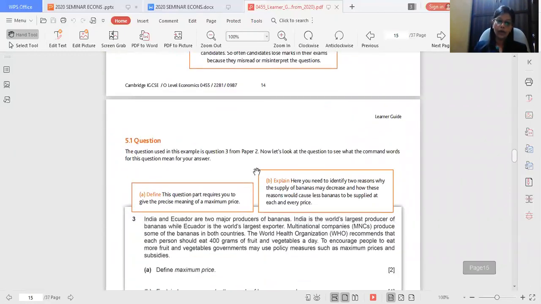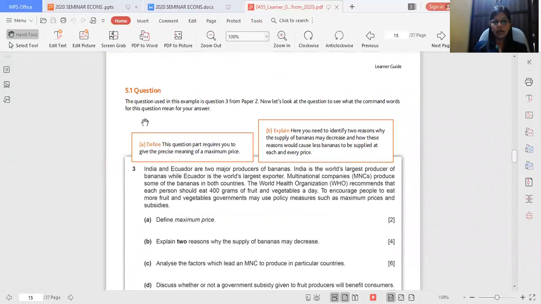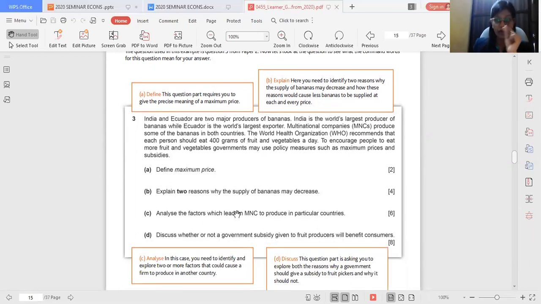Yeah, correct. So if you look into the 5.1, all right, the question used in this example is question 3 from paper 2. Now let's look at the question to see what the common words for this question mean for your answer. Define. This question part requires you to give the precise meaning of the maximum price. You need to define maximum price. Just define by giving one example will do. Explain 2 reasons why the supply of bananas may decrease. Right? Explain here, you need to identify 2 reasons why the supply of bananas may decrease and how these reasons will cause less bananas to be supplied at every price. You see, right? You need to go ahead, you try to read the question and you try to tackle. I'm just trying to identify for you the common words here down here.